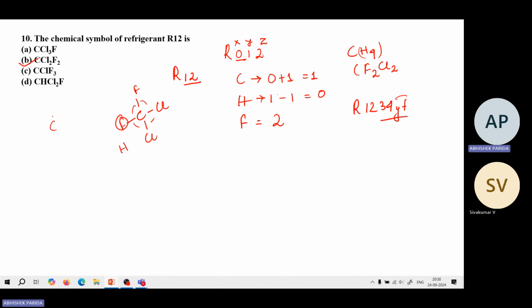Sometimes you'll find fluorine here, and sometimes you'll find fluorine here. For a chemical expert, these two are different. So they name it using a different set of series, like YF or something. That is why we neglect this one. Find out for R1234, and then you can find out where this refrigerant is being used.